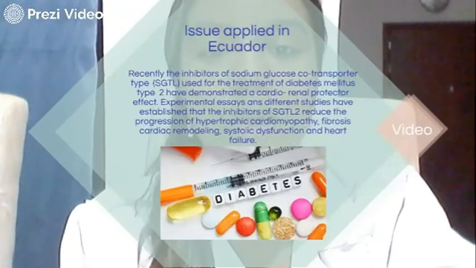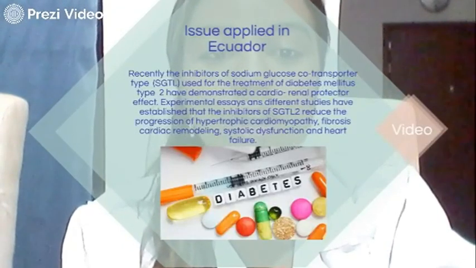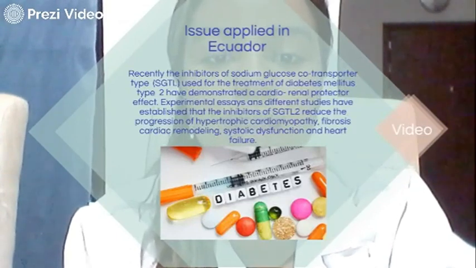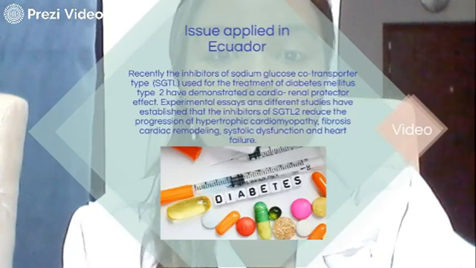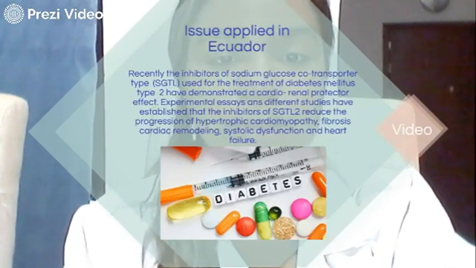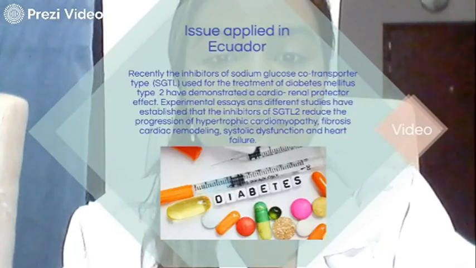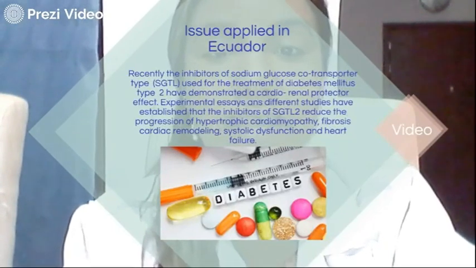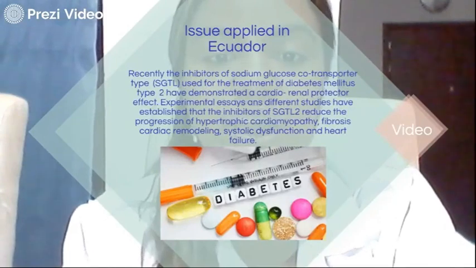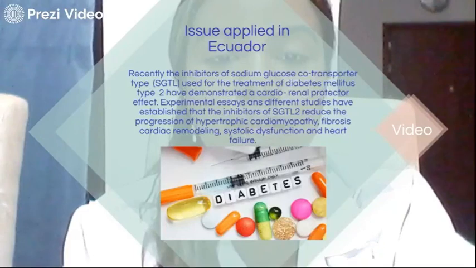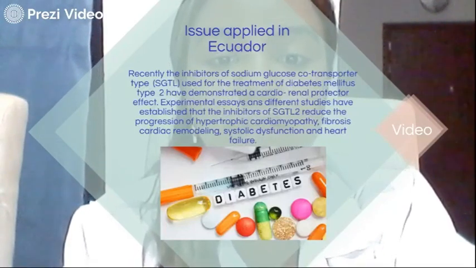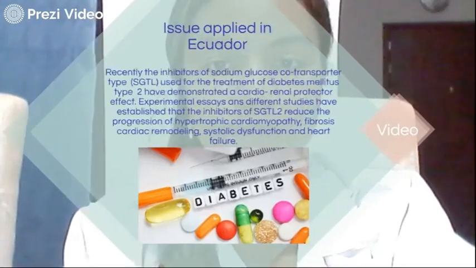Inhibitors of sodium glucose co-transporter type 2, used for the treatment of type 2 diabetes mellitus, have demonstrated a cardiorenal protective effect. Experimental studies and different studies have established that SGLT2 inhibitors reduce the progression of hypertrophic cardiomyopathy, fibrosis, cardiac remodeling, systolic dysfunction, and heart failure.